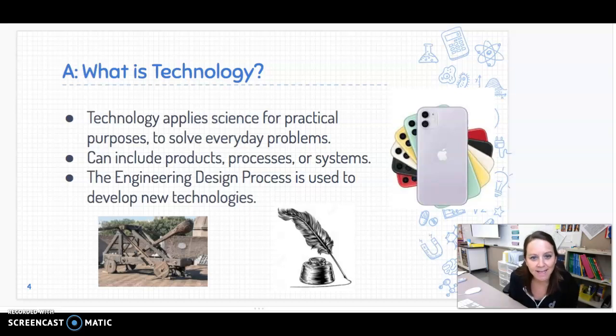And then also on here is a catapult, which you either did this yesterday or you will be doing it tomorrow, where you are creating your own catapult. And that's why we added that in there. It's kind of fun.